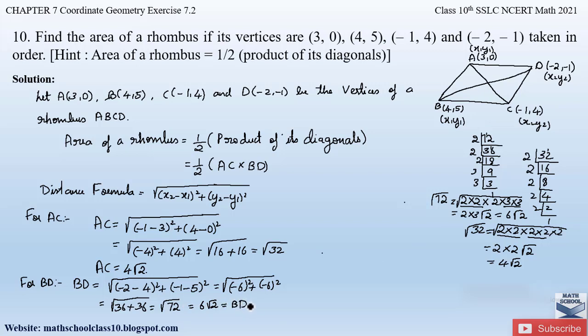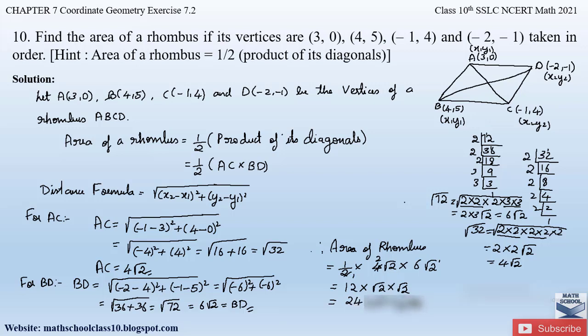Now let us substitute this value of BD and AC in the formula of area of a rhombus. So therefore area of rhombus is equal to half of AC. AC value is how much? 4 root 2 into BD, that is 6 root 2. So here we can cancel 2 1 times, 2 2 times. So this will be how much? 6 into 2 is 12 into root 2 into root 2 will become 2. So 12 into 2 will be equal to 24.